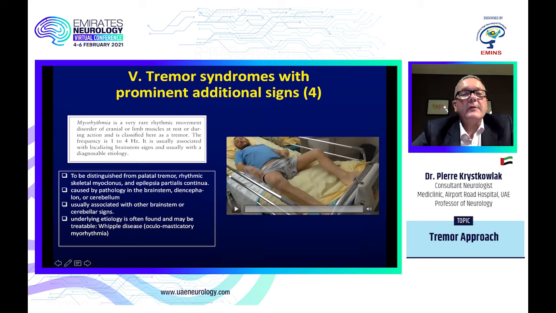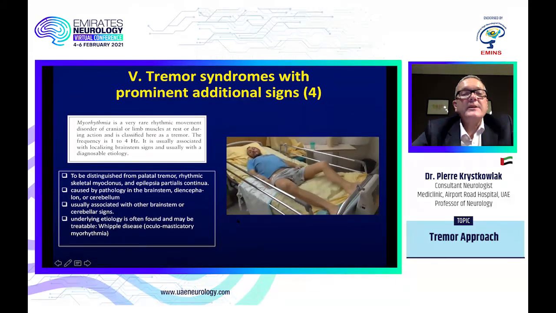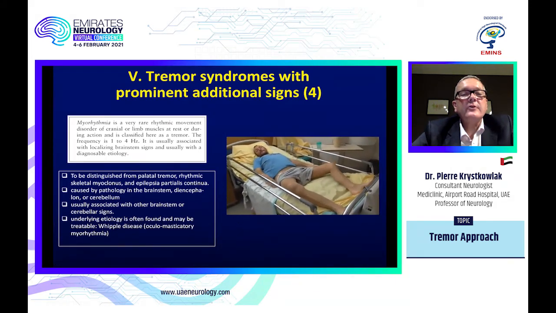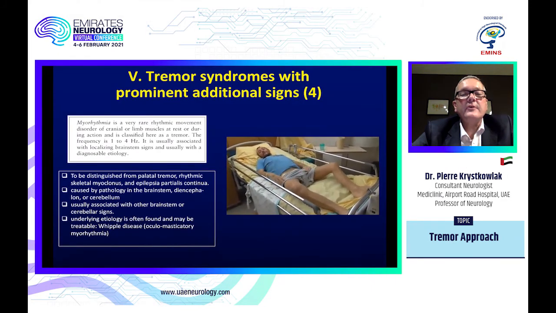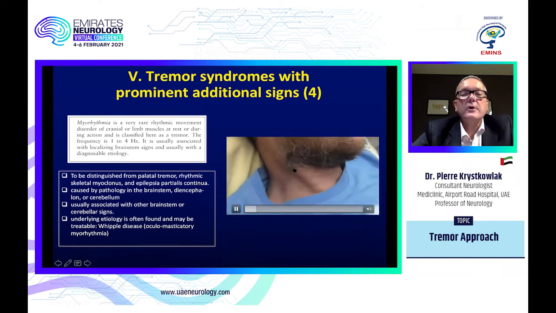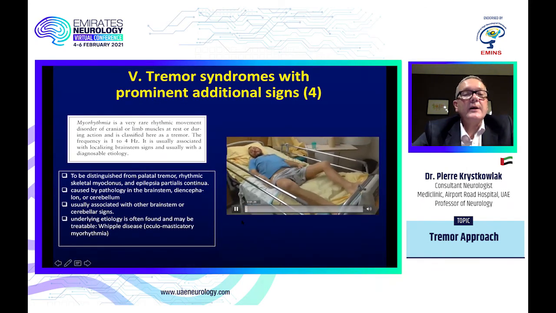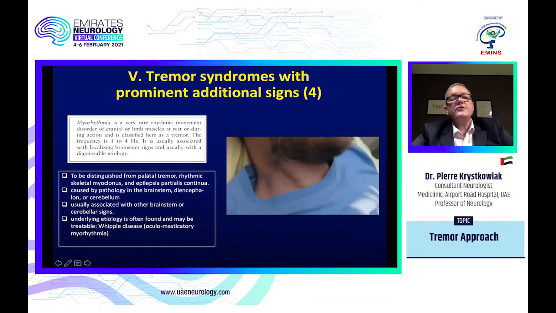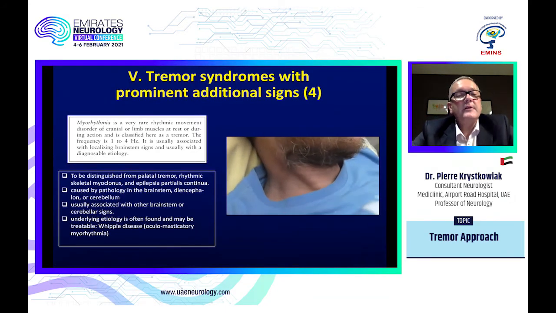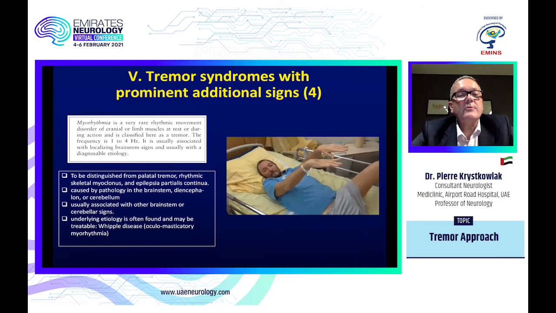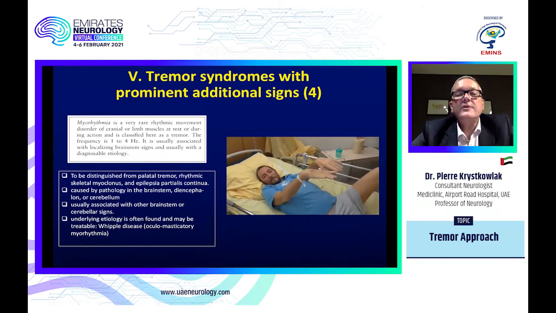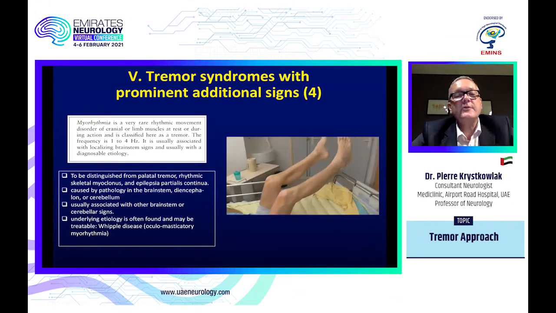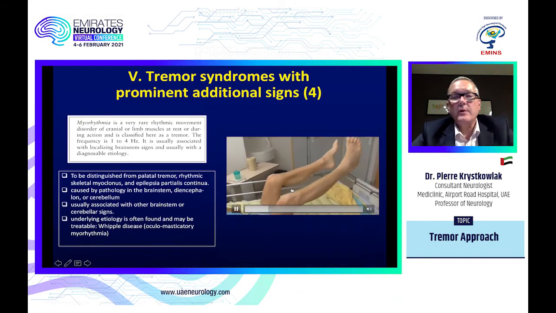Now, myorhythmia. Myorhythmia is a very, very rare rhythmic movement disorder. It has to be distinguished from palatal tremor, rhythmic skeletal myoclonus, and epilepsia partialis continua. It's a very, very slow tremor, sometimes 0.5 or 1 hertz, as you can see here. It's caused by pathology in the brainstem or cerebellum, and it's usually associated with other brainstem or cerebellar signs. One typical etiology of this tremor is Whipple disease, and this patient presents with Whipple disease.